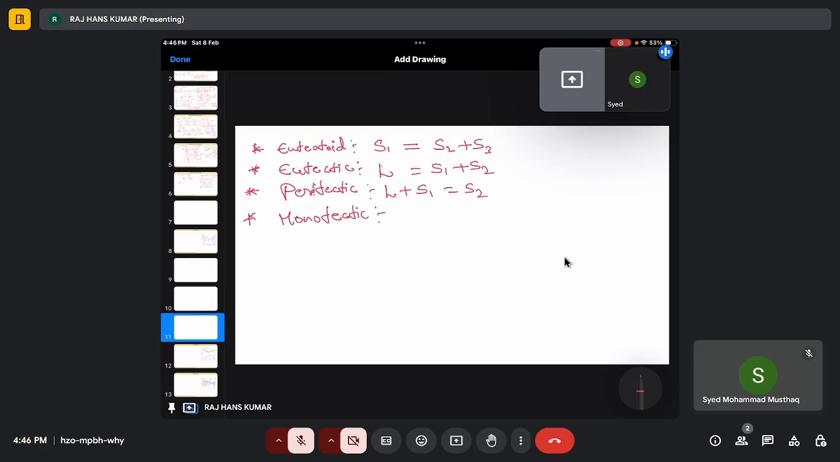So in monotectic, one liquid phase will break down into one liquid phase, a different liquid phase, and a different solid phase, right? So these are all different types of invariant reactions. You can find these types of reactions anywhere in your textbooks, in your metallurgical textbooks.